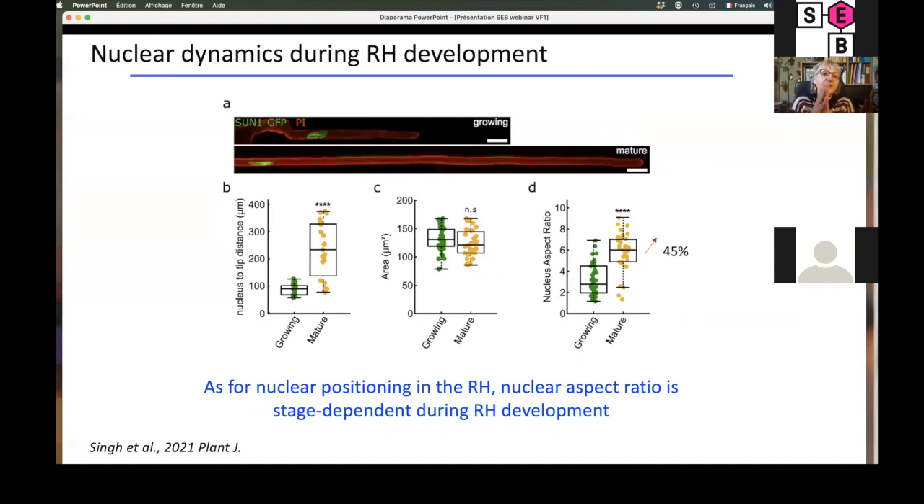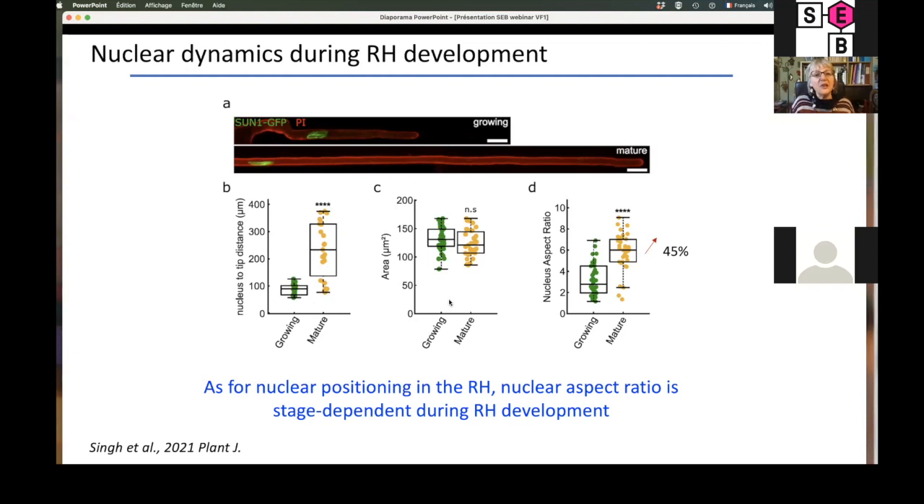In the past, it was also described that, at least for the positioning of the nucleus compared to the tip, it was changing according to whether it was a growing root hair or a mature root hair. And indeed, we can reproduce this data with our device. You can see that the nucleus position to the tip distance is quite conserved in the growing root hair, but in the mature root hair, it's really positioned at a random position in the root hair.